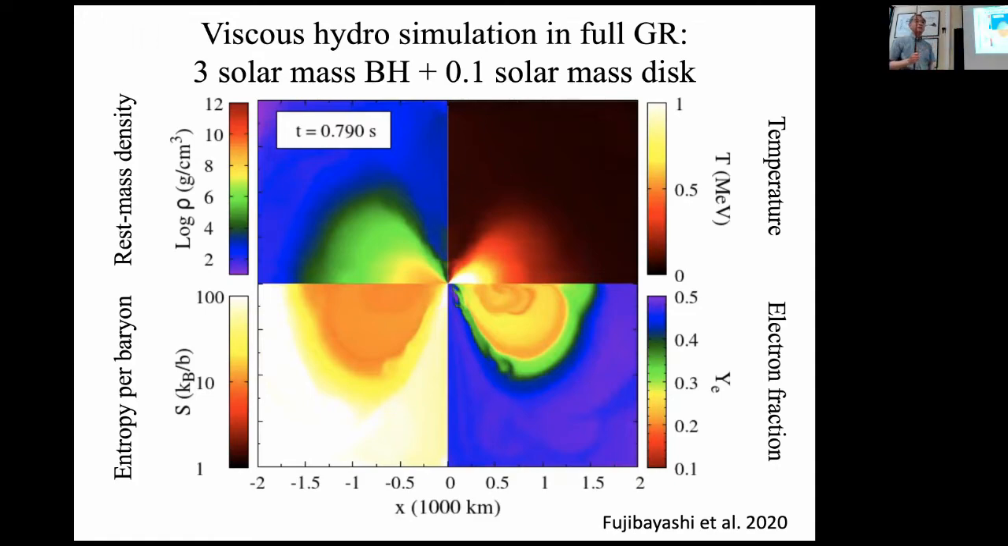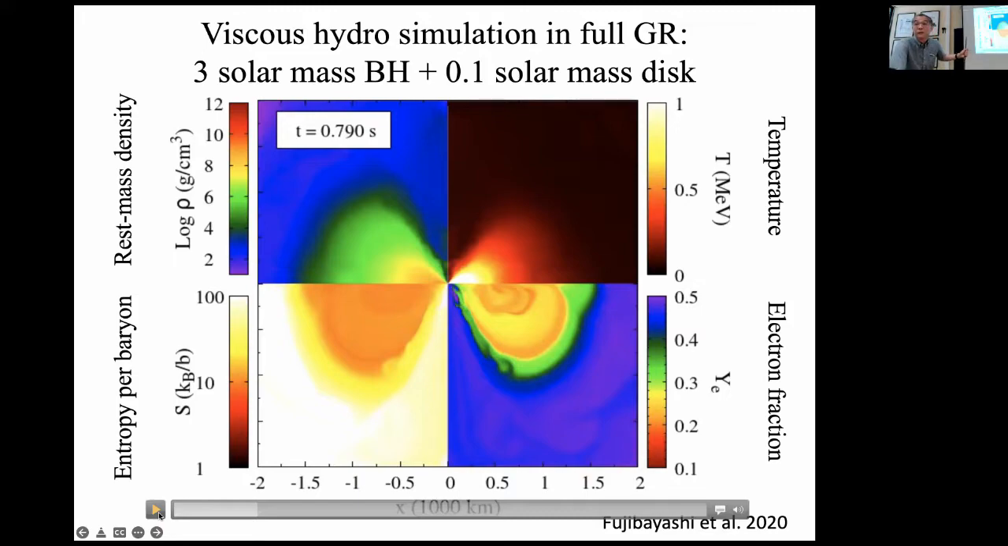Going back to the theme of today's question, could you recover the same basic physics if you just said the background is curved and just solve viscous hydro? It would basically be the same story. Yeah, that's the same thing.